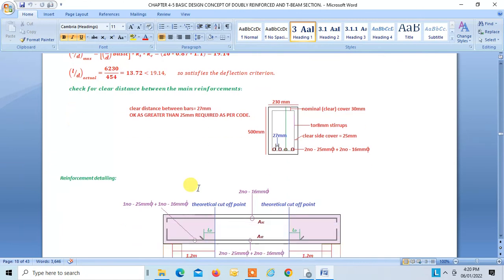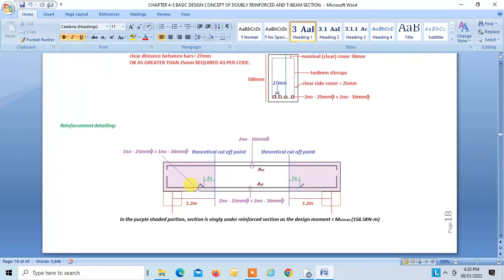So this is how we do the design of our doubly reinforced section. In this figure we can see this is the theoretical cutoff. After this section, the moment in the beam is found to be less than MU limit. So this shaded portion has to be designed as a singly under reinforced section, whereas this area is designed as a balanced doubly reinforced section. I hope you found this video useful.